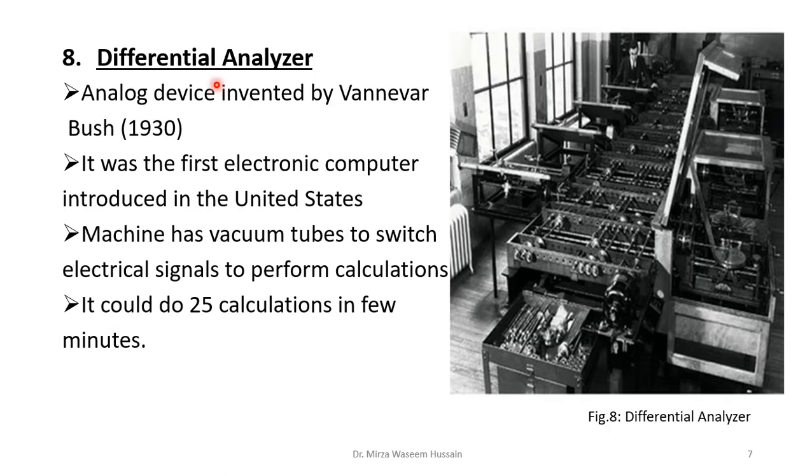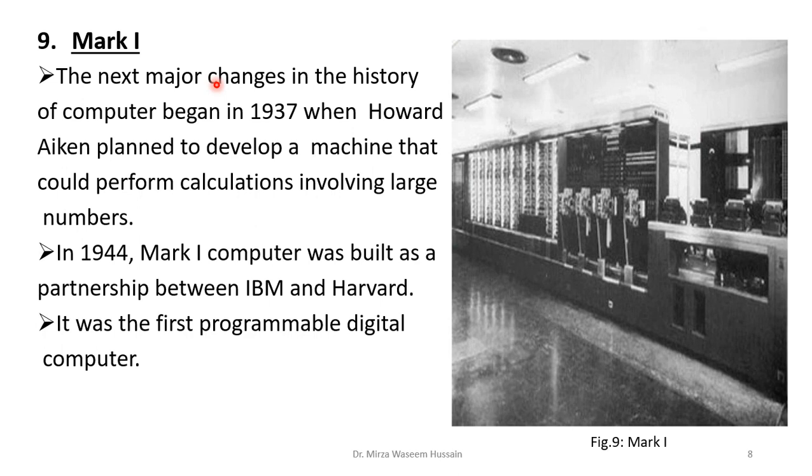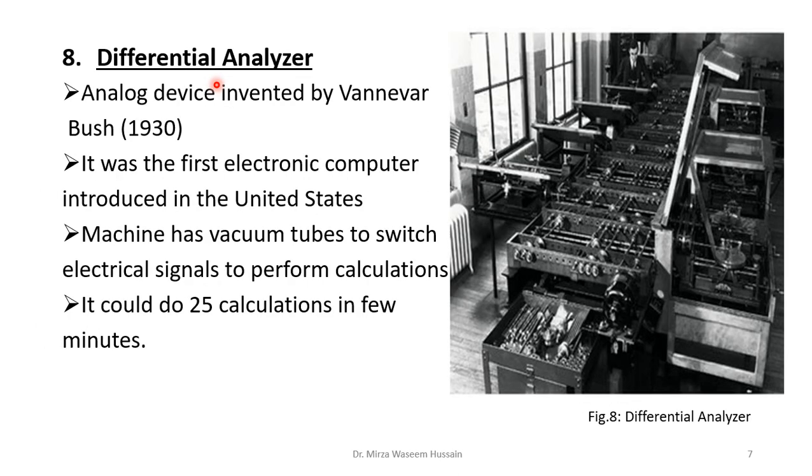And then a further improvement was the differential analyzer. Further improvements were made by Vannevar Bush. It was known to be the first electronic computer introduced in the United States, and it used vacuum tubes to switch electric signals to perform calculations. It could do almost 25 calculations in a few minutes, and that was a major advancement.